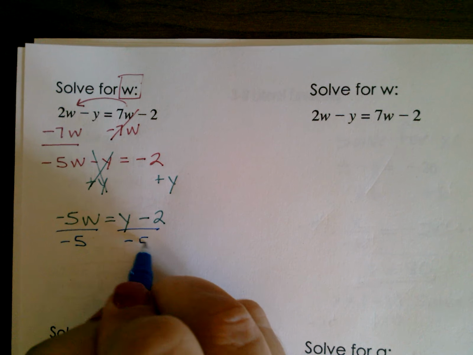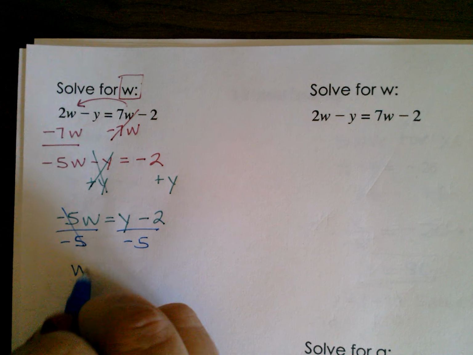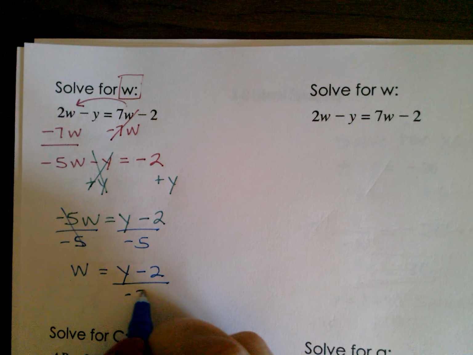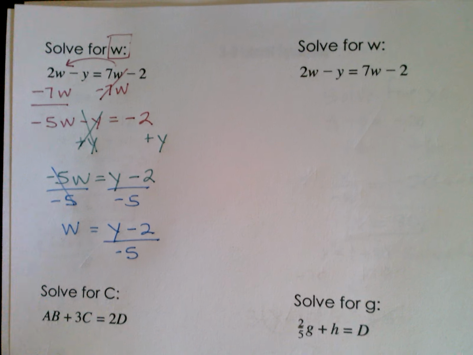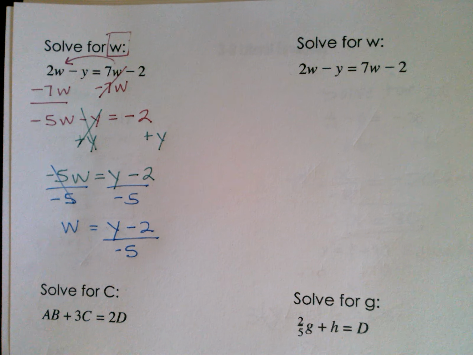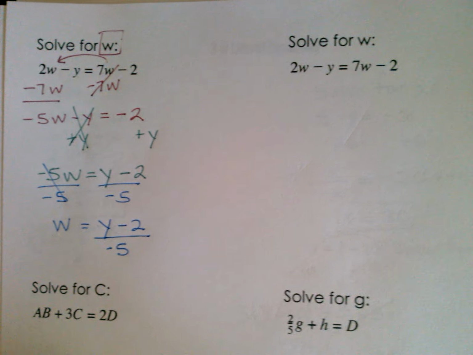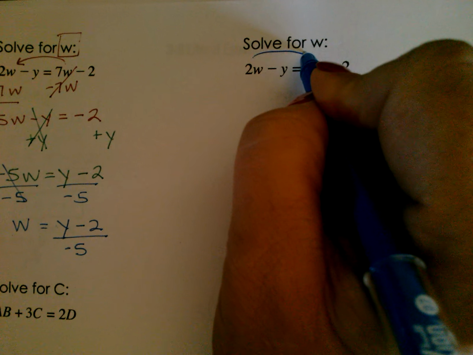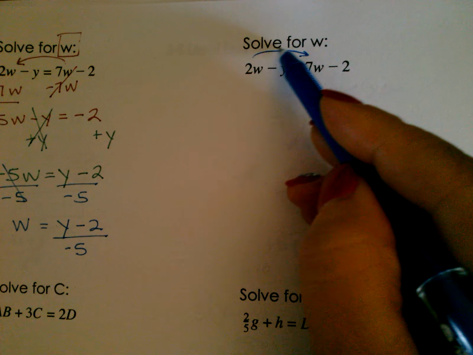Finally, I have a number written next to a letter. That means multiplication, so I will divide. I cannot simplify any further. 5 doesn't go into 1 and negative 2 evenly. I realize right here is the identical math problem. I want to show you what can happen and see if we get the same answer.